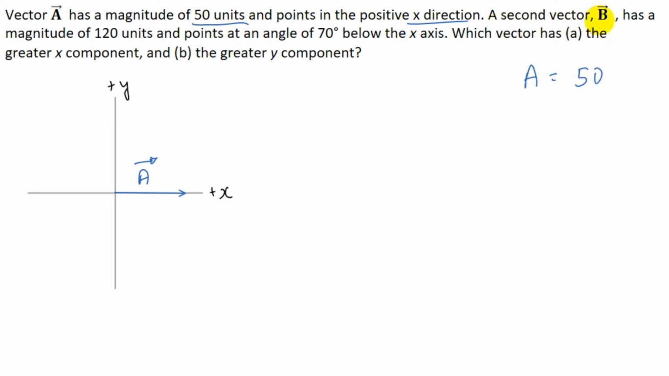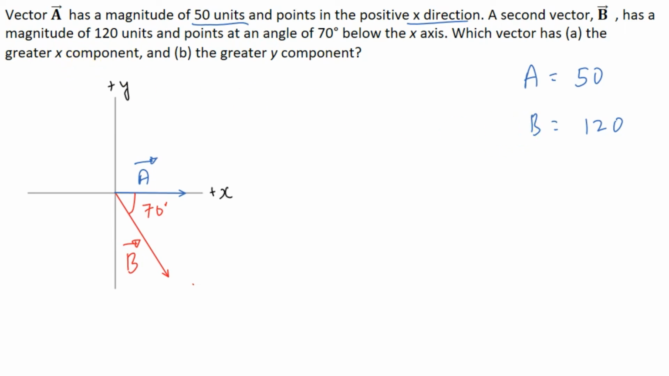Now next we have a vector B that has a magnitude of 120 units. So magnitude of B vector is 120 units and it points at an angle 70 degree below the x-axis. So this vector should look like this, something like that, and this angle is 70 degrees, and this is vector B. Now there are two parts in this question that we need to solve. In the A part, we have to find which vector has greater x component.